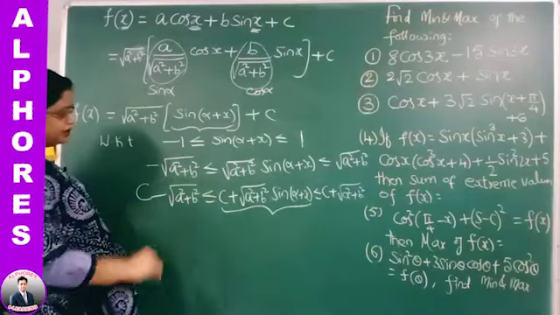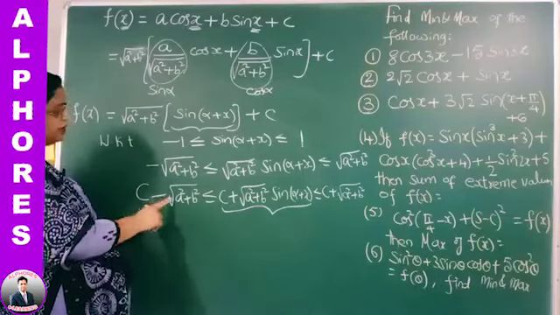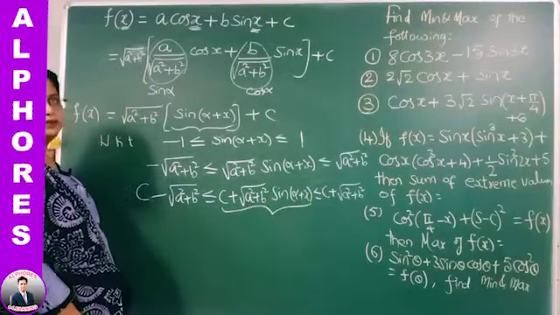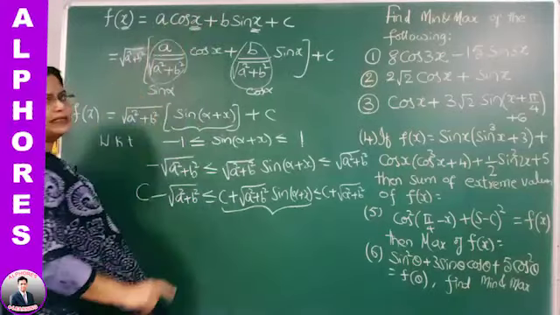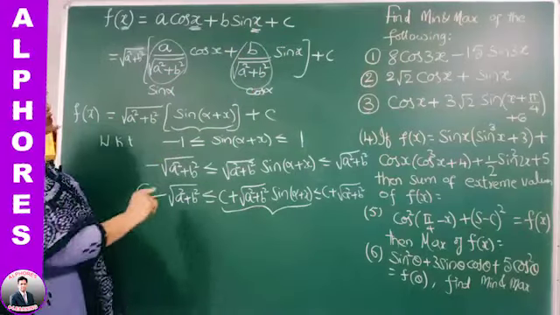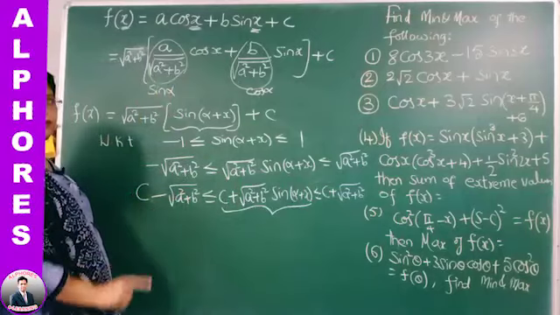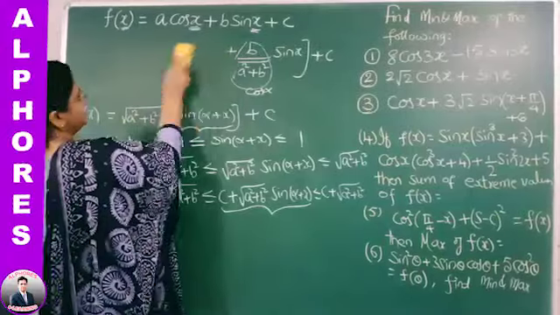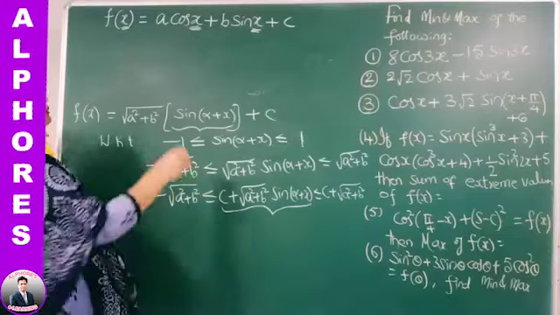So to this function f of x, students observe, what is the least value you got? C minus root a square plus b square. The greatest value is c plus root a square plus b square. A and b are coefficients of sine and cos, and c is independent of these x values. Understand? So c is a constant, and a and b are nothing but sine and cos coefficients. So students, this is the formula when f of x is given as a cos x plus b sine x plus c.